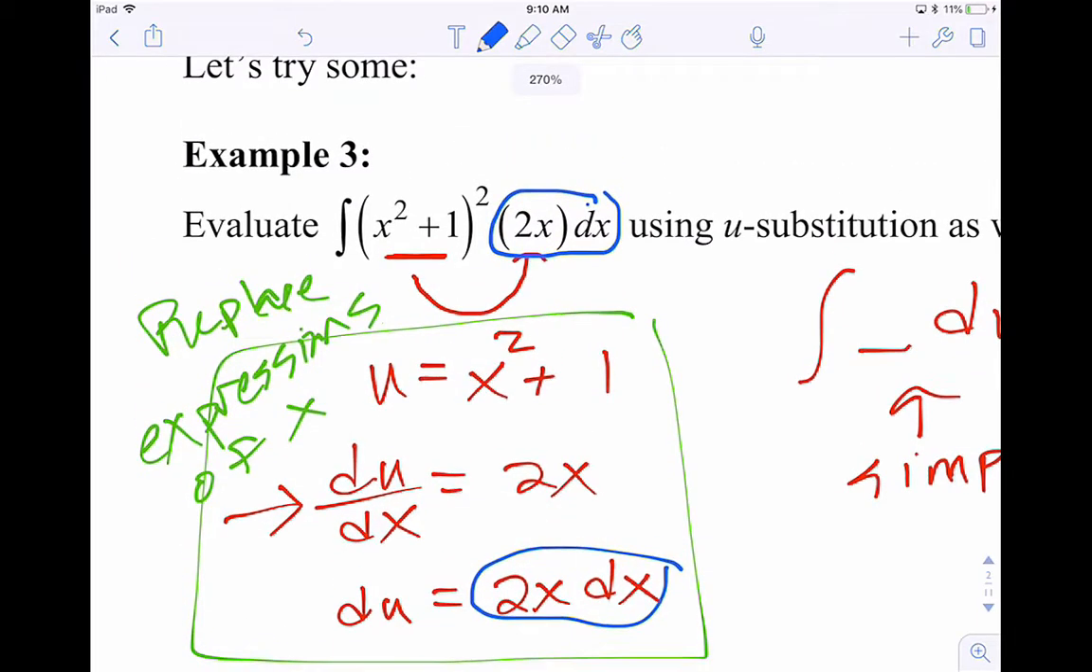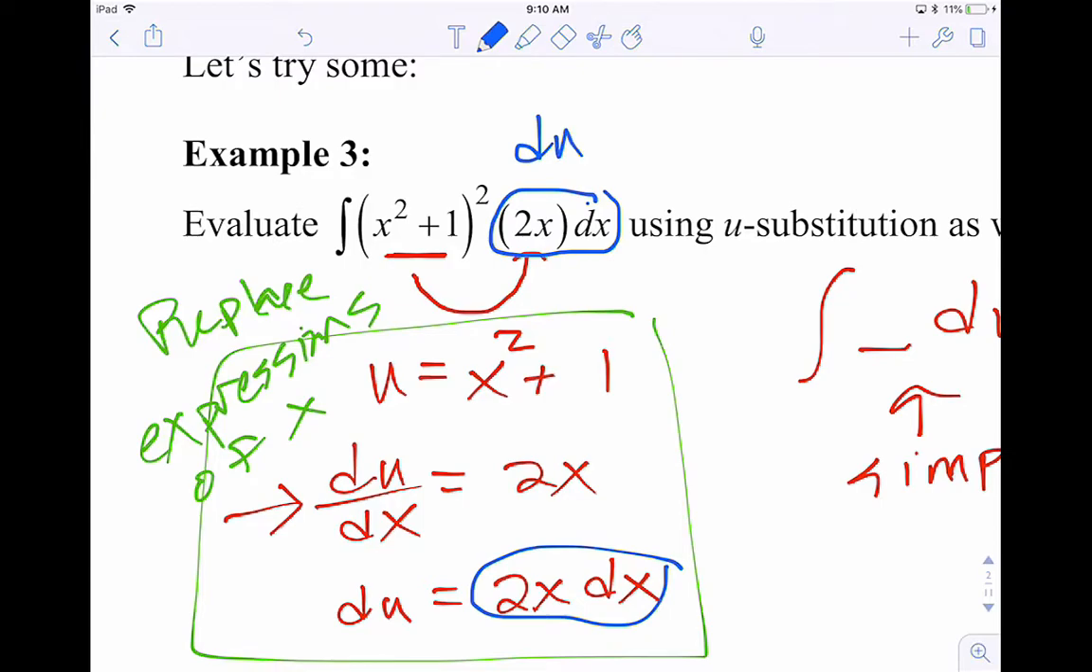I'm going to do it right above it, so I'm going to parallel these. That's going to become du right there. Then I'm going to pick another color. Let's go purple. I'm going to take out that x squared plus 1 that you see right here, and I'm going to replace that with u. So the equation on the left will become u. Now it's still squared, and it's still an integral.